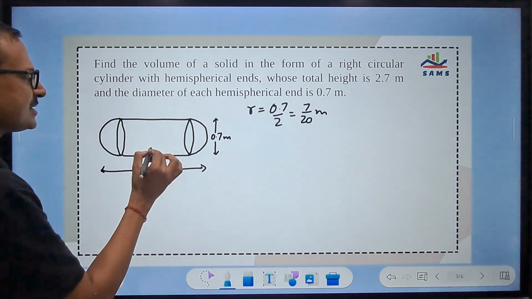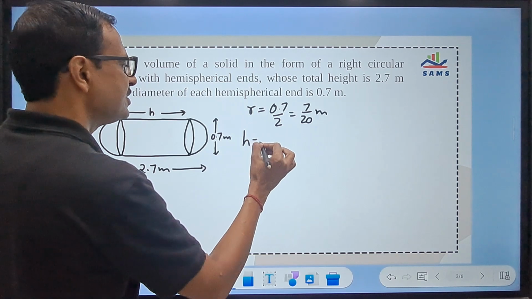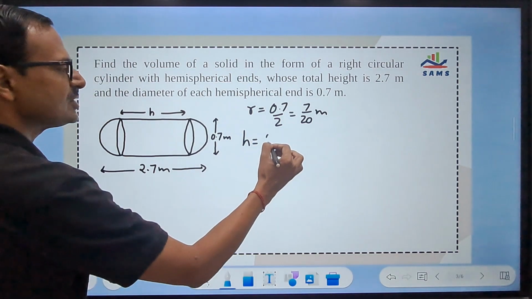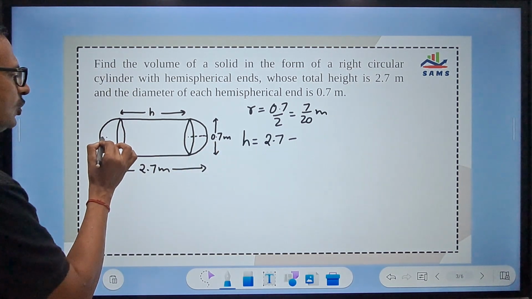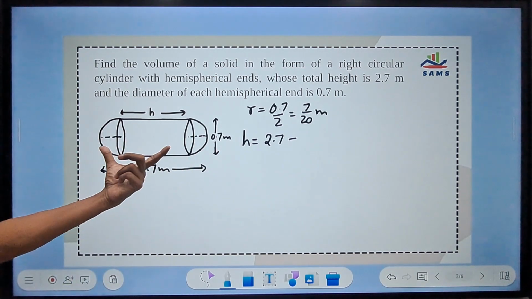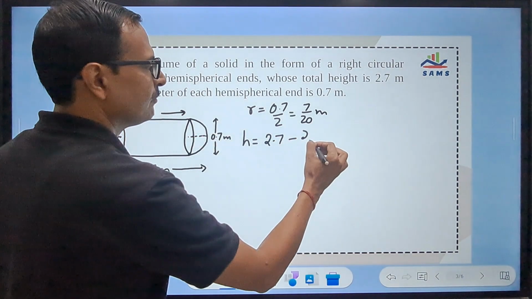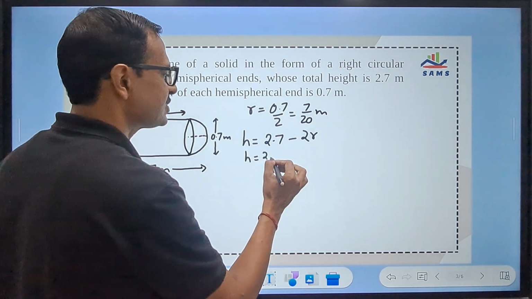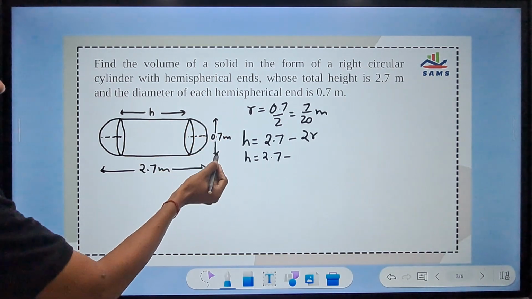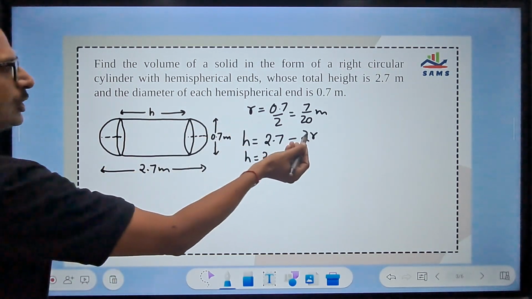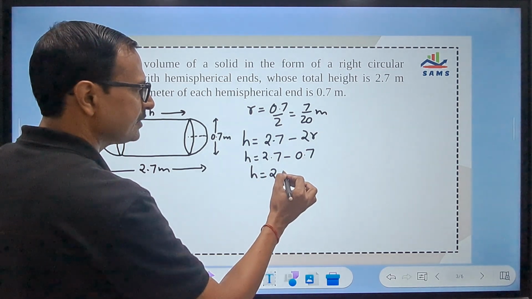And what about the height of the cylindrical part, this part, h? We can calculate h by taking the total height, which is 2.7, and subtracting what? 1 radius and 2 radius from this. See, the remaining part actually is the height of the cylinder. So 2r, and that will give us 2.7 minus the diameter, which is already given as 0.7, so r plus r is 2r, 2r is diameter, so 0.7. So h is 2 meters.